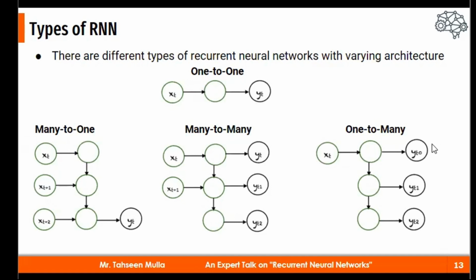The other is one to many. Now it deals with a fixed size of information, as only x of t is present here, same as one to one. The input is fixed, but it will give you a sequence of data as an output, right? For example, image captioning, which takes an image as an input and outputs a sentence of words.